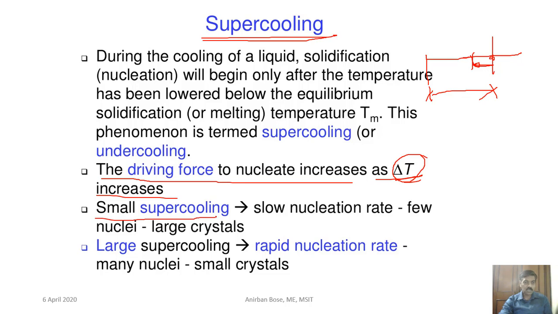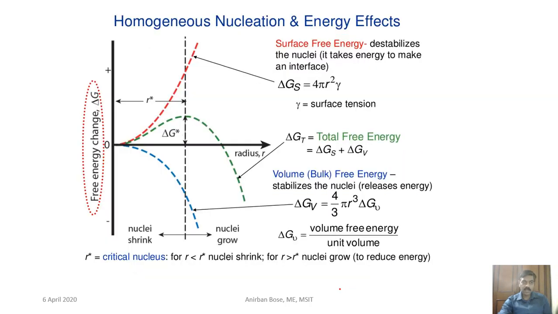For small supercooling, slow nucleation rate. Okay, so if you keep the temperature close to melting point, so small amount of supercooling, then nucleation rate will be less. And if it is a large supercooling, so rapid nucleation will take place. As simple as that.